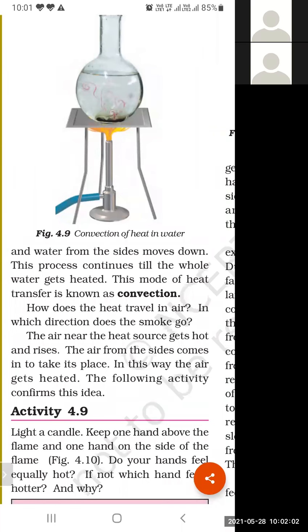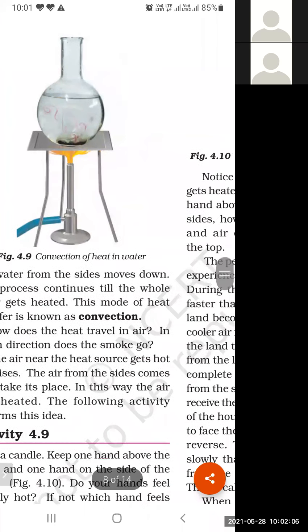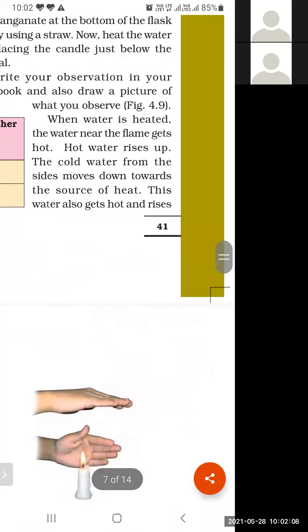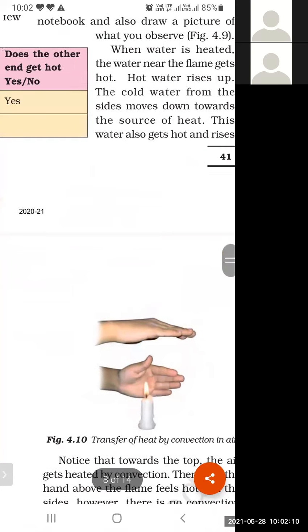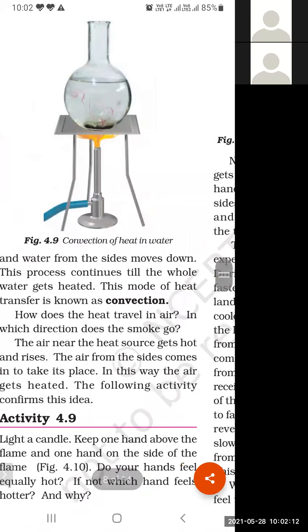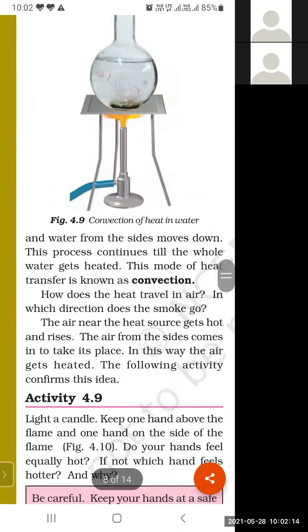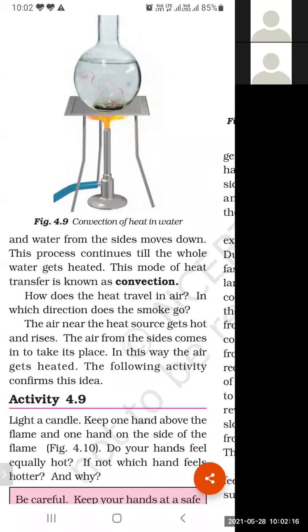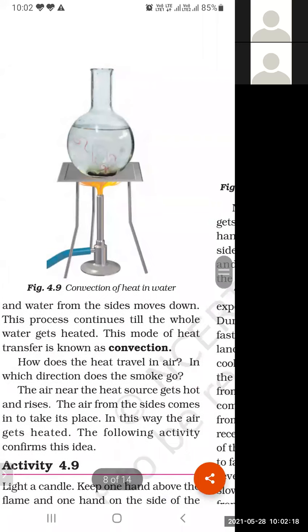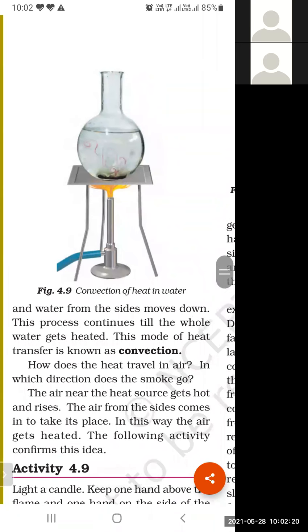This is known as convection. And what process will happen? So you can mark this paragraph from when the water is heated to the convection. Underline this whole paragraph. Beta, this is the explanation of convection. So you have to draw this diagram also when you are going to explain convection.